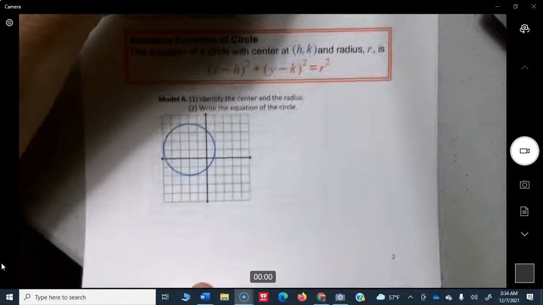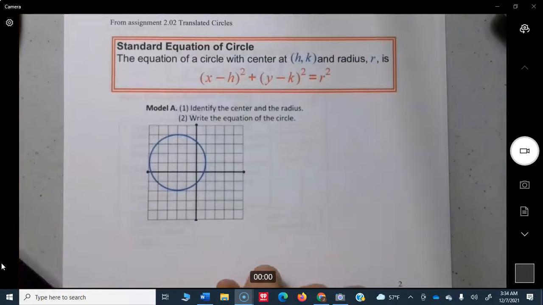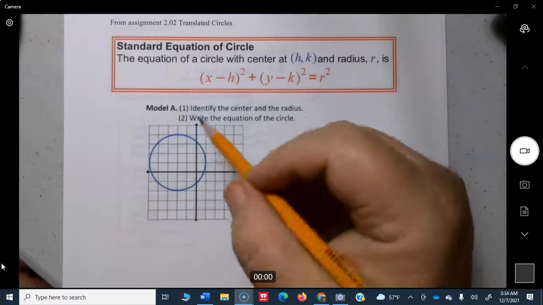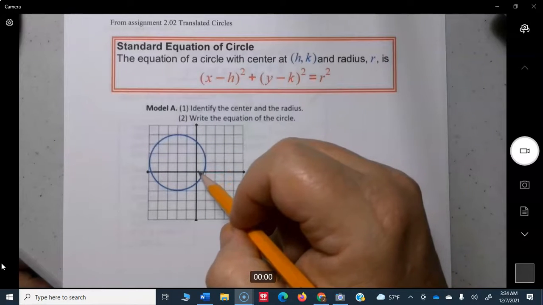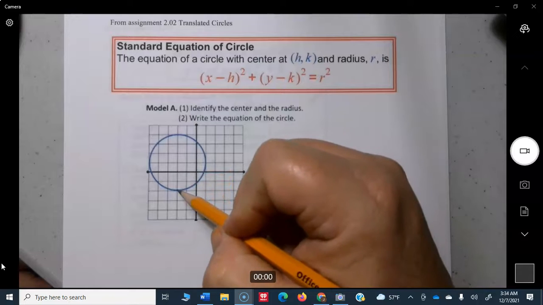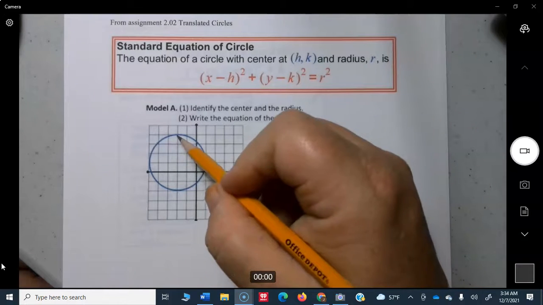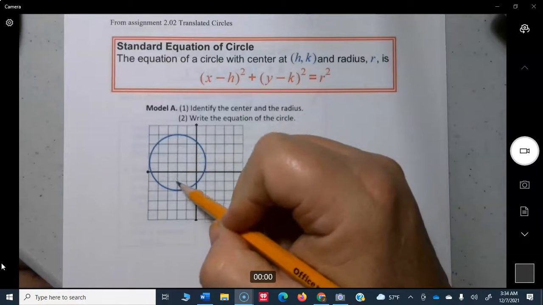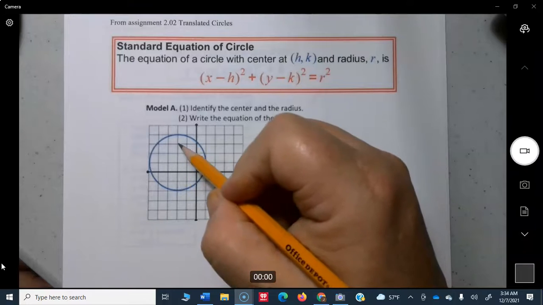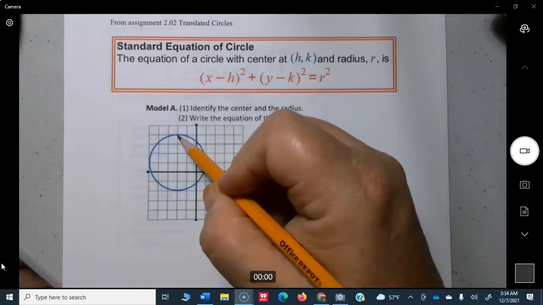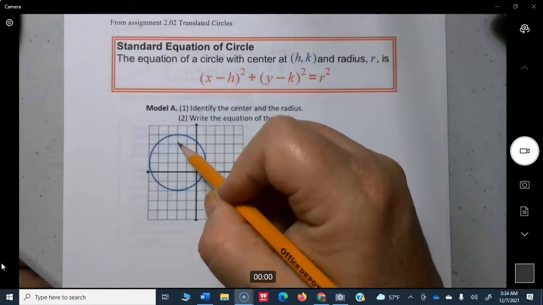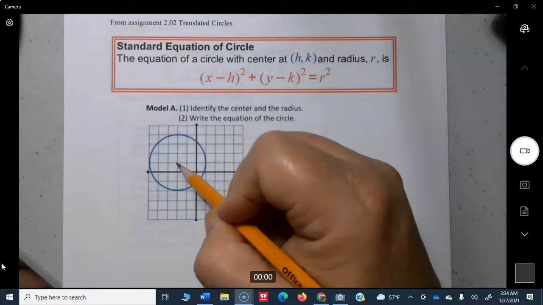Okay, here we see the equation for the circle. So now what we have to do is determine where the center of that circle is. One way you can do that is start at the bottom and count how many squares to the top. 1, 2, 3, 4, 5, 6. That means the center is half that distance. 1, 2, 3, right there.